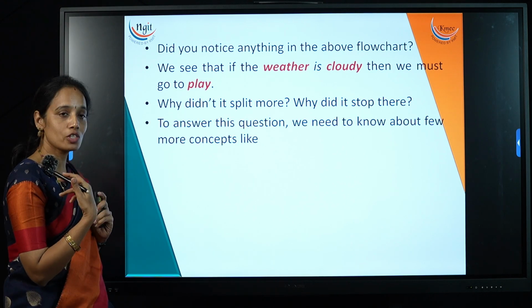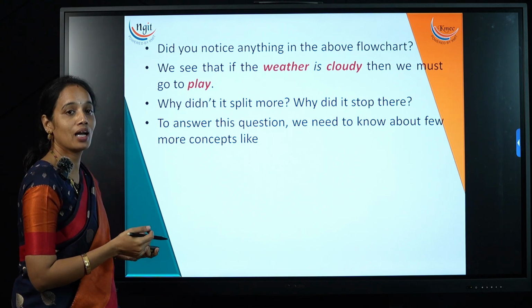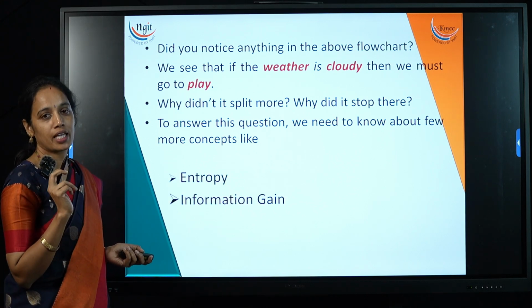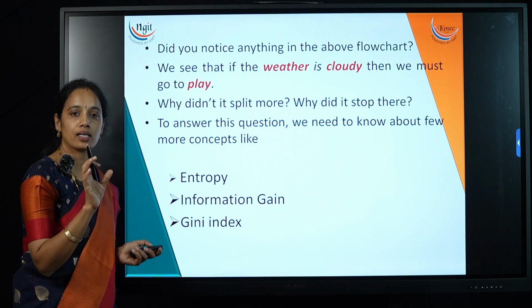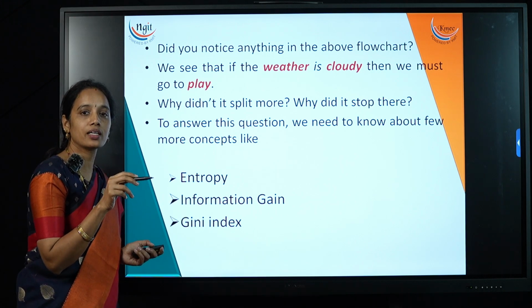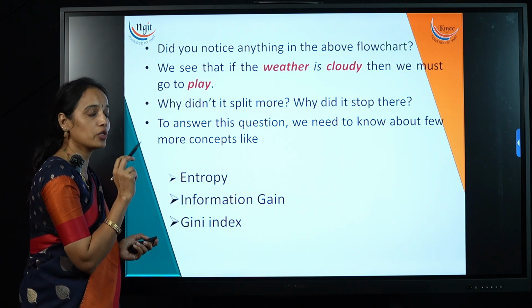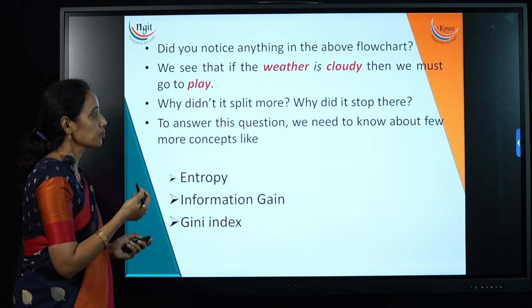To answer this question, we need to know a few more concepts like entropy, information gain and the Gini index. Once you find the entropy, information gain and Gini index for a particular data set, only then can we decide which is the root node, and it is going to give us the best split, and it is going to give us the leaf node.